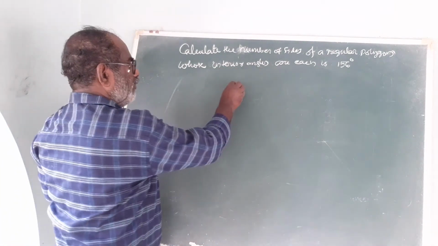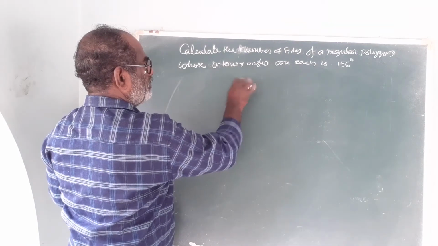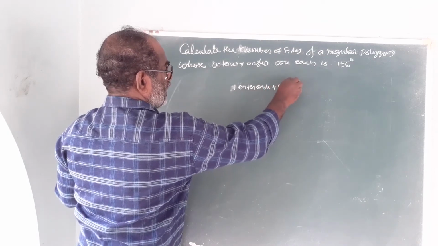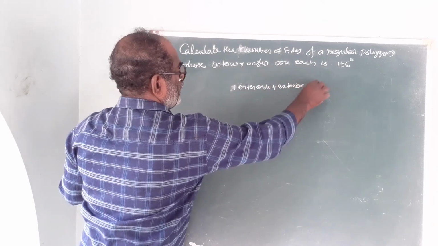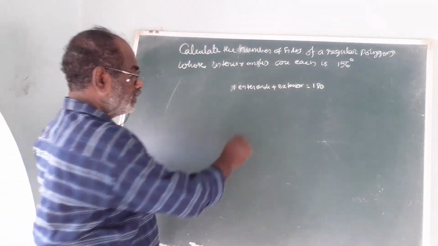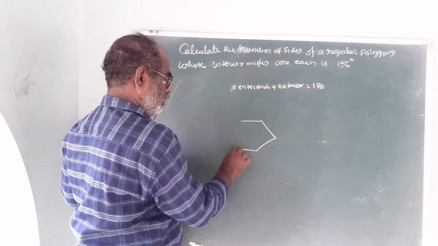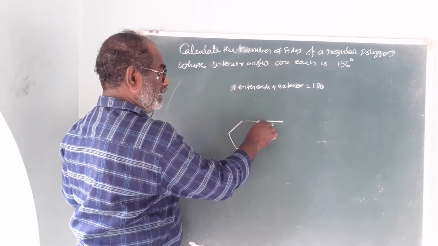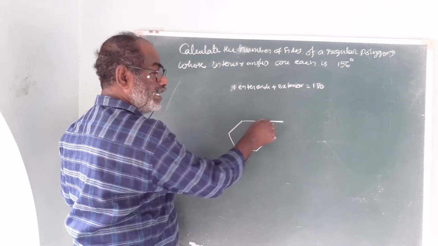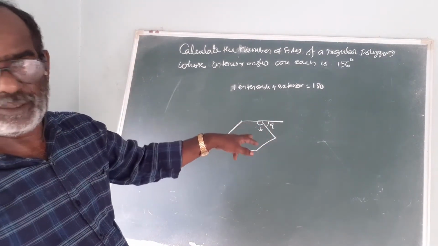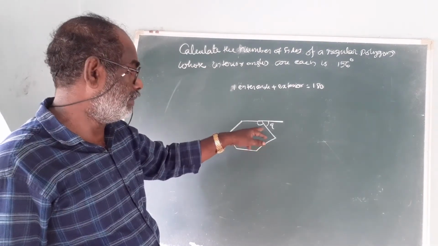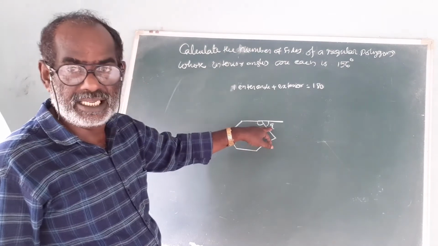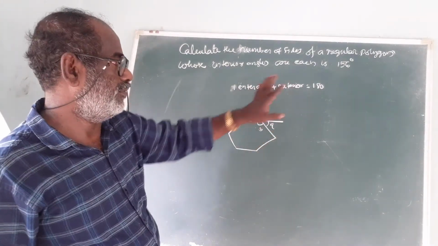So one interior angle plus its exterior angle is equal to 180. Why? Because this is the exterior angle, this is the interior angle, and A and B are linear pairs. In the first video I explained these things, linear pair. So this is A plus B. So one interior angle and its exterior angle sum to 180.